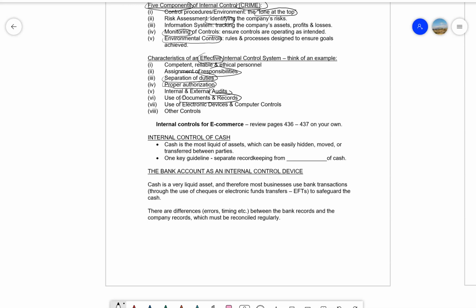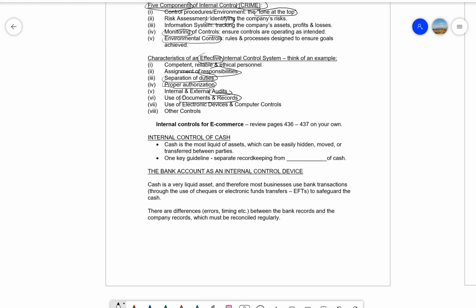The next item is using electronic devices and computer controls. And once again, that could be maybe having good accounting software to make sure that at any point in time, all the debits equal the credits, to have those computer controls in place to make sure that they're never out of balance with their accounting records.